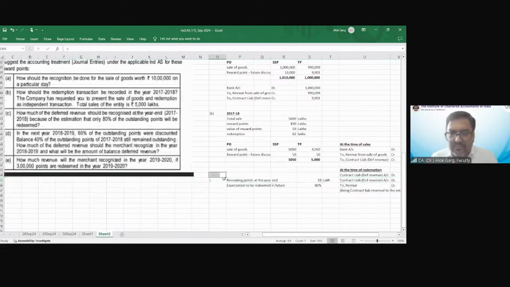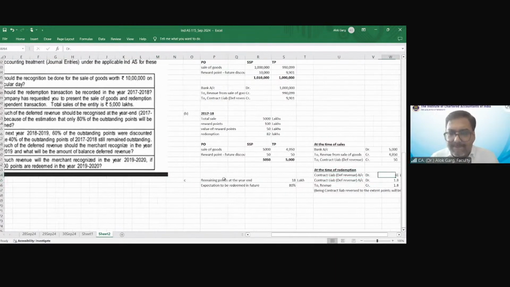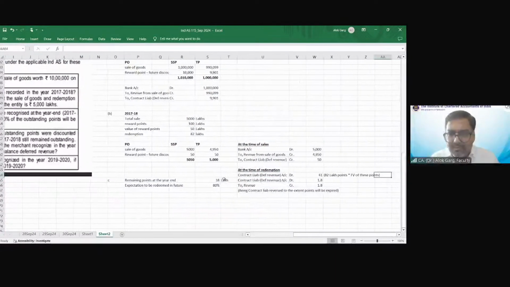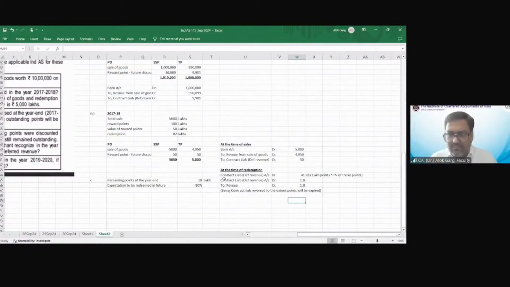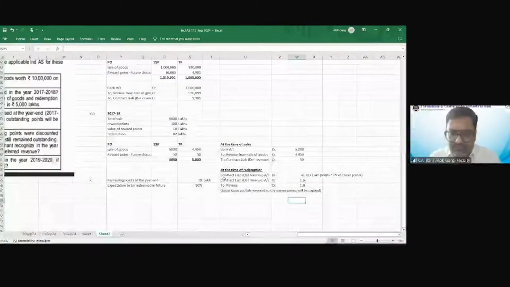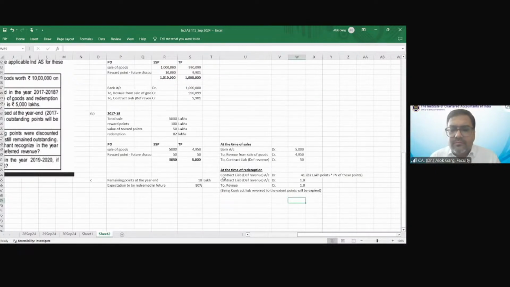But here the thing is that in the question they have taken the whole amount, which is 50 lakh, belongs to 96.40. Matlab, management is assuming that this 50 only belongs to those points they are expecting will be utilized. Matlab, 96.40 reward points means that 50 contract liability belongs to only 96.40 points, which they think are going to be utilized.